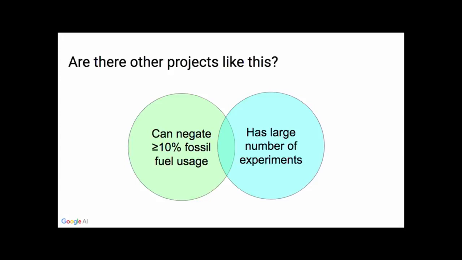Are there other projects like this? Well, it's tricky, right? You want to work on a problem that has a lot of real-world impact. You don't want to just solve 0.001% of the climate problem. So you want to find a problem that can somehow displace or negate, say, 10% of the fossil fuel usage. But we're also machine learning and computation and statistics people, so we want problems that have a large number of experiments. It turns out it's kind of hard to find projects in this intersection, but when you find them, they're really interesting.